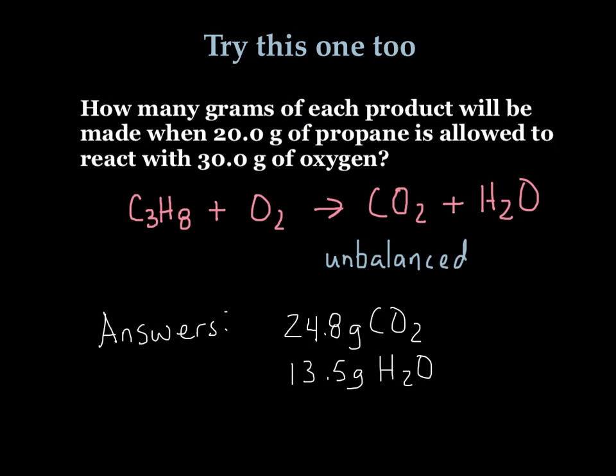And here's one more for you. This one you've got to do a little extra work because you've got to balance the equation. And I've given you, starting out with 20 grams of propane, 20.0 grams of this, and 30.0 grams of oxygen. Pick one of the products, go to them twice, figure out what the limiting and excess reactants are, and then determine the answers for how much product can be made. There's my answers, so you check those out too. Have fun.